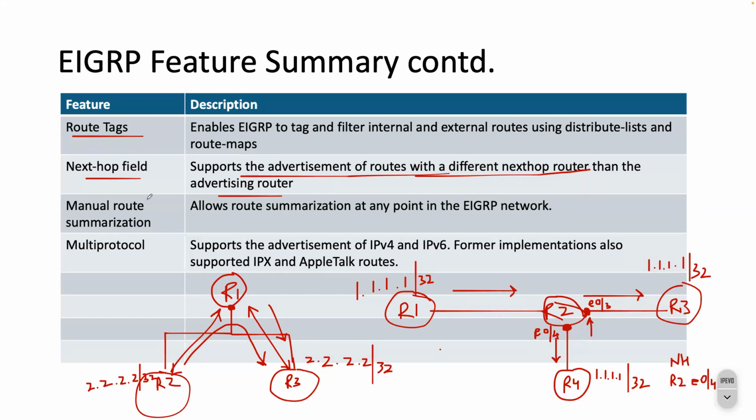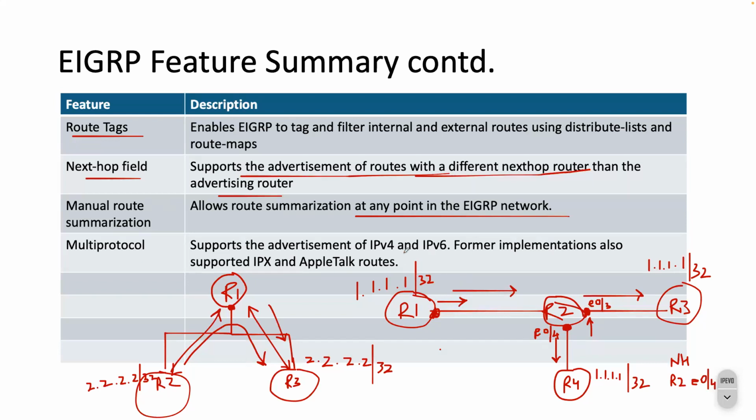Route summarization. Yes, we can summarize the route at any point in an EIGRP network. In EIGRP, summarization can be configured at an interface level. At an interface level, I will configure and summarize the networks being advertised from here. We'll have a lab for this also.